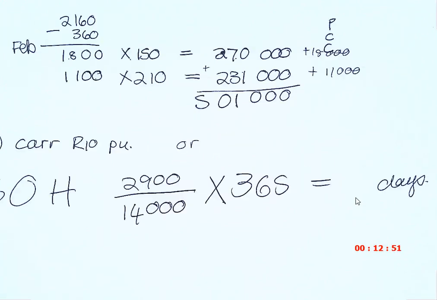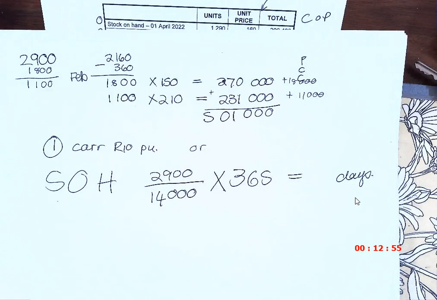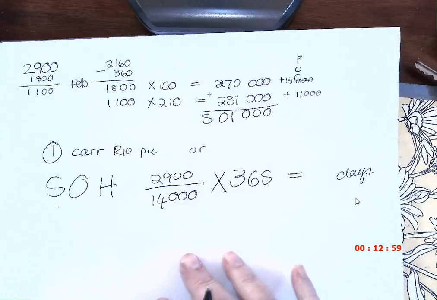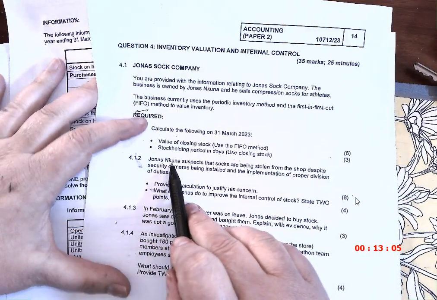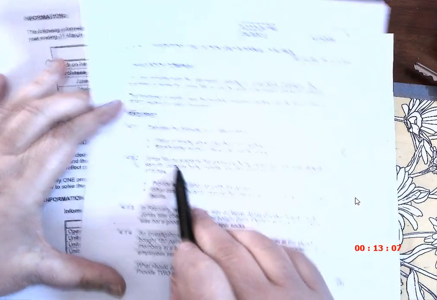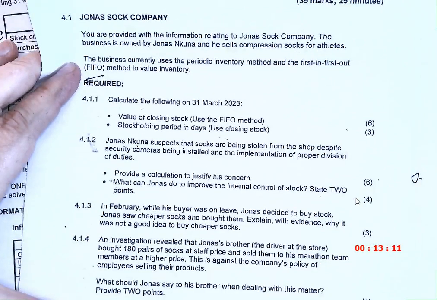And then they're going to most probably ask me, should they be happy with the stock on hand? Should they not be happy? So let's just quickly see what they are asking. They're saying, Jonas suspects that stocks are being stolen. Okay, are you guys fine with how to do the stolen stuff? Yes. No, let's do that.